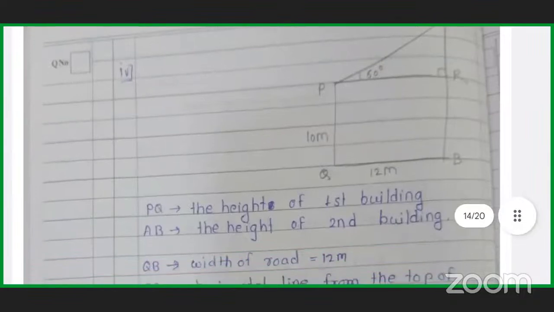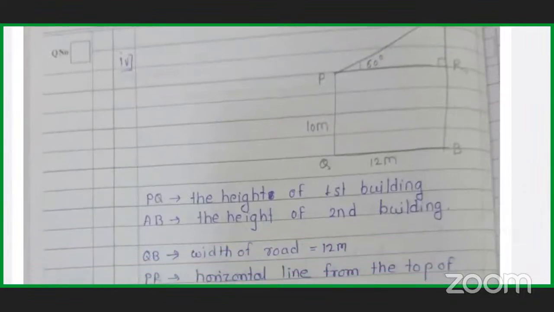Then focus on question number 4. Again it is an application of trigonometry. Two buildings are in front of each other with a road of width 50 meters. From the top of the first building, having a height of 12 meters, the angle of elevation of the top of the second building is 30 degrees. What is the height of the second building? So focus on the diagram.